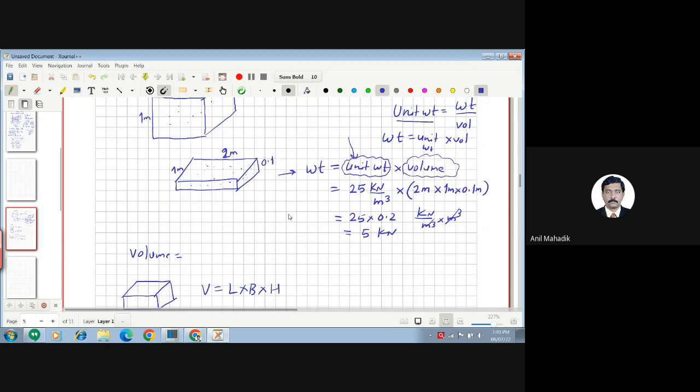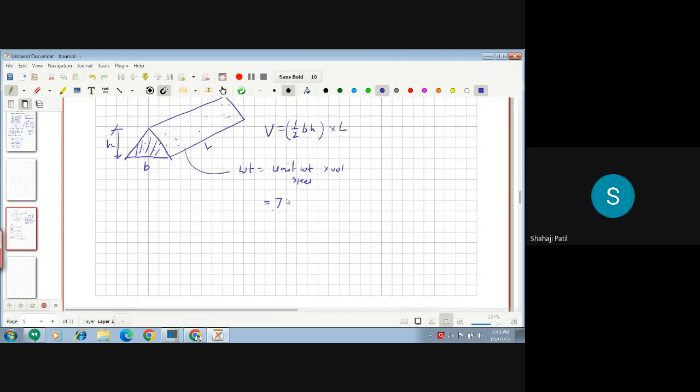And what is the unit weight? 78.5 kilonewton per meter cube, and the volume will be whatever this is. Now please keep in mind, whatever units you are using should be consistent. If you are using the unit weight in meter cube, then your volume should also be in meter cube. Don't write in centimeter cube or mm cube, it will give wrong answers. Many times we get the dimensions in mm. Let's say this L is 4000 mm, this base is 300 mm, and this height is 200 mm.